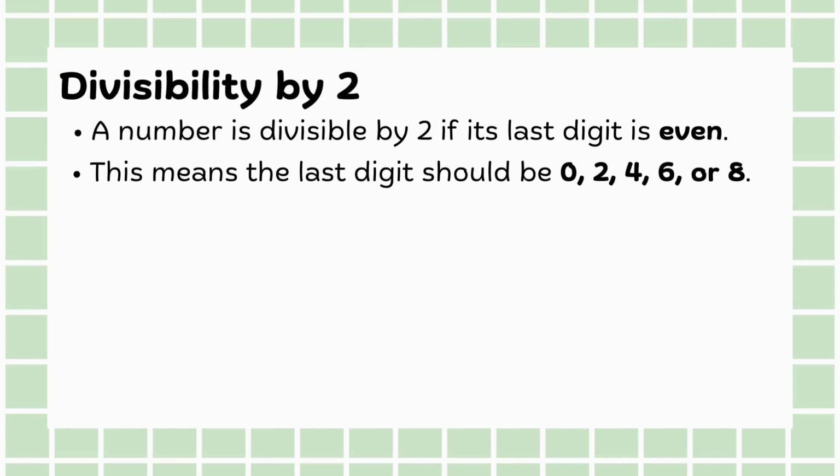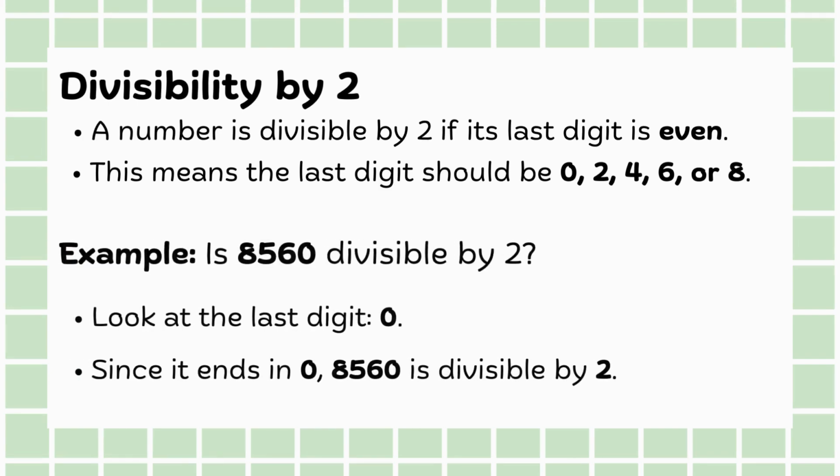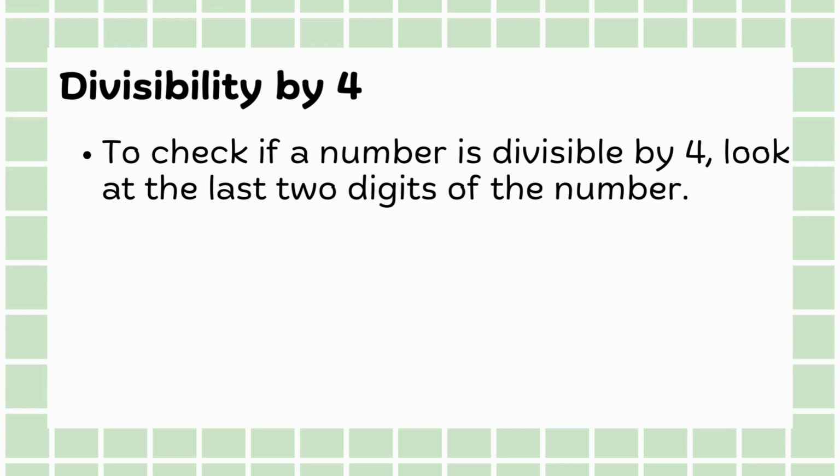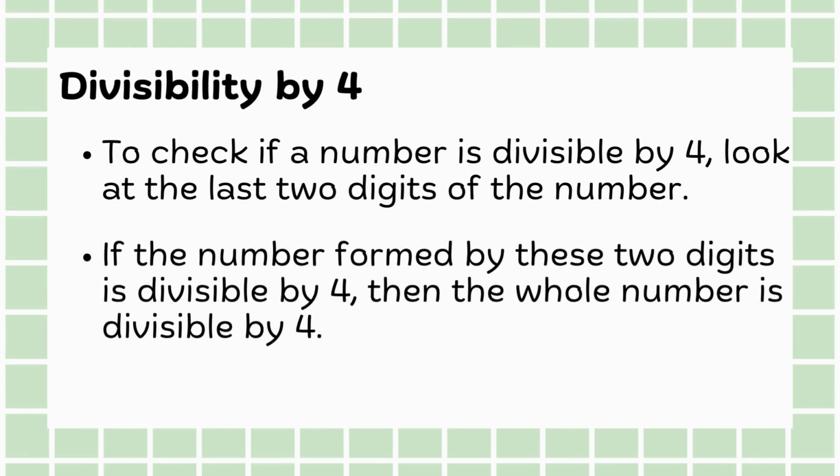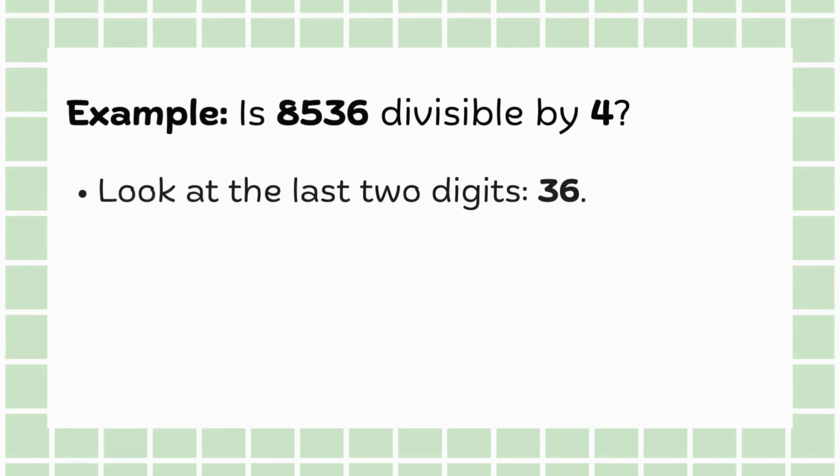To check if a number is divisible by 2, see if its last digit is even. The last digit of 8560 is 0, which means it is divisible by 2. For divisibility by 4, look at the last two digits of the number. If the number formed by these two digits is divisible by 4, then the whole number is divisible by 4.